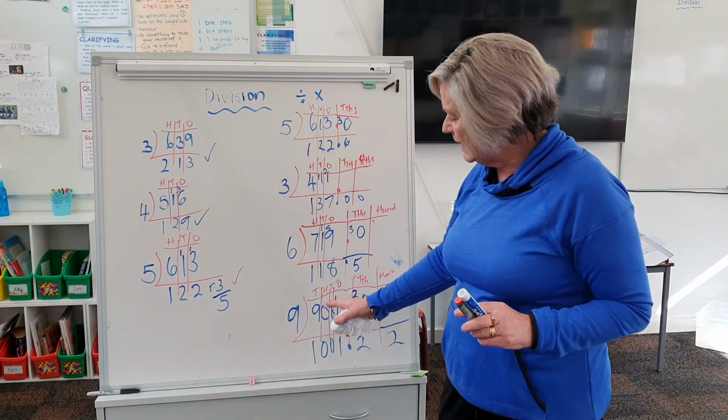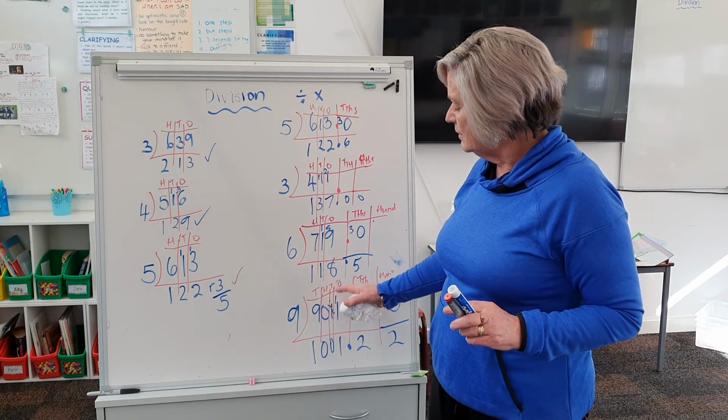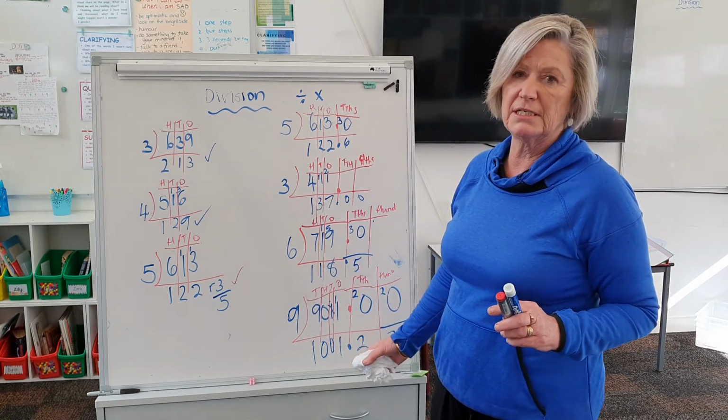Remember too, if at any stage, depending on what place value it is, you cannot do the division equation, we always put a 0 as a placeholder.